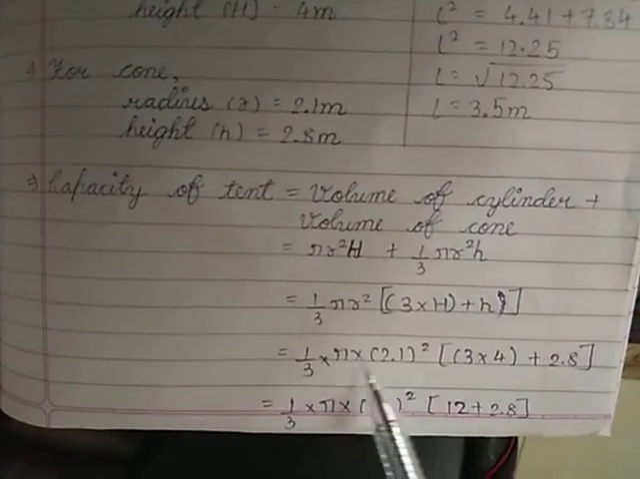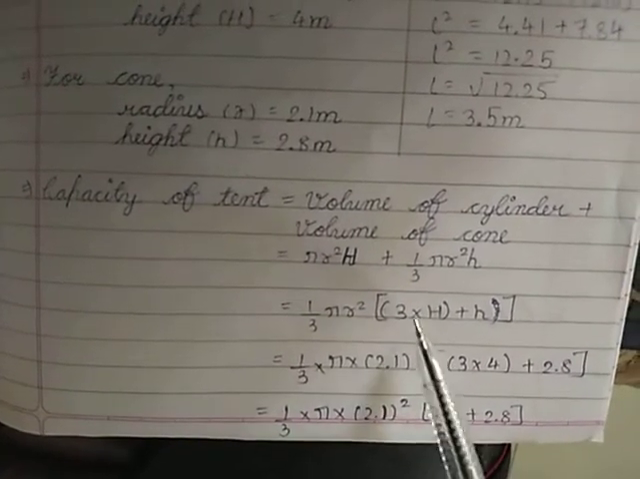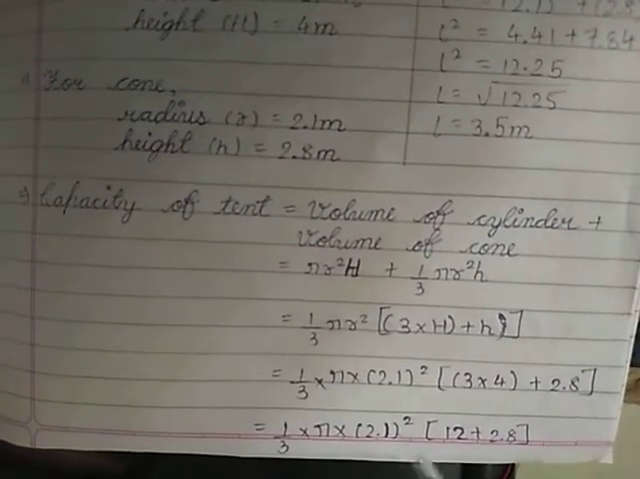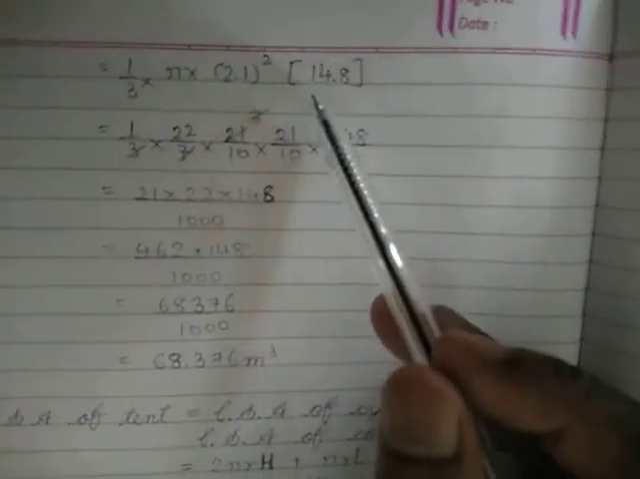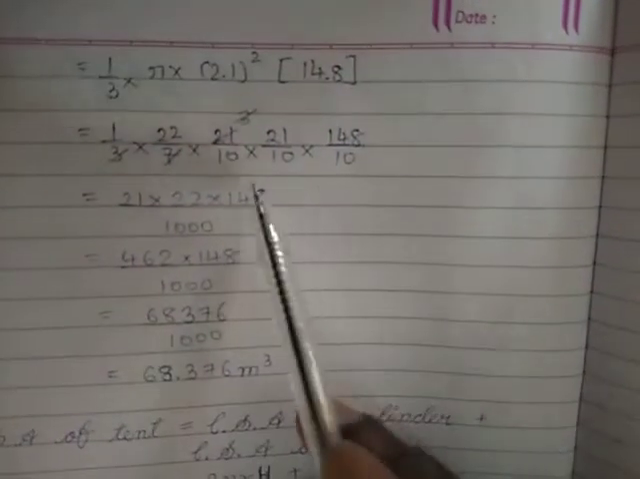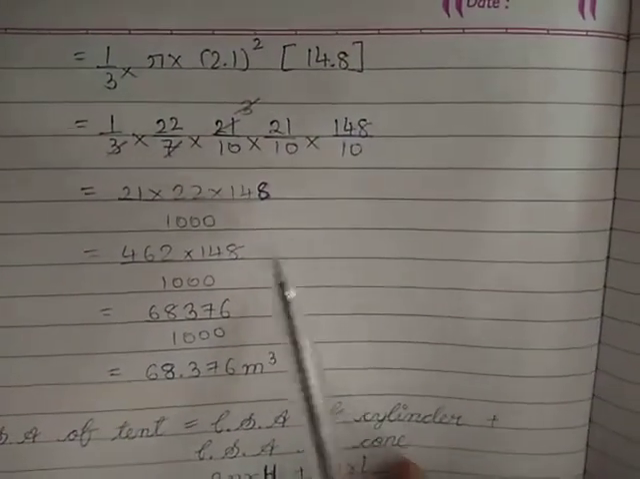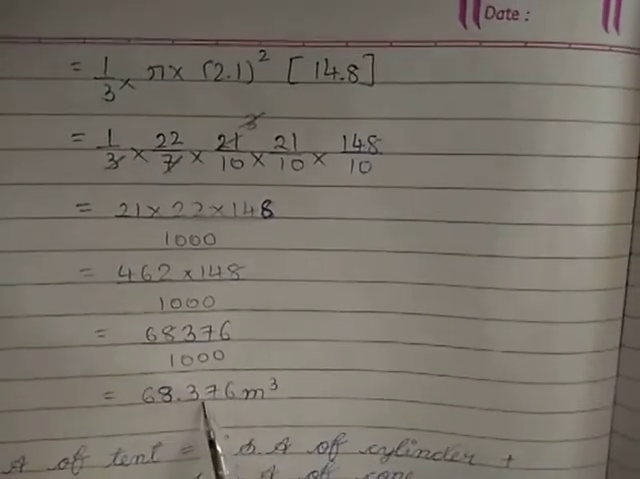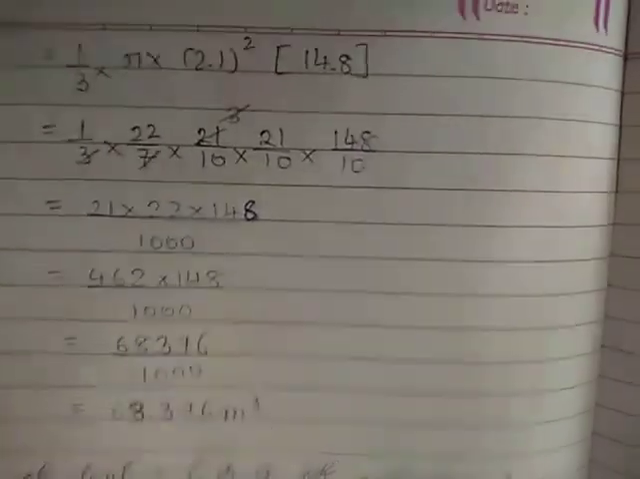So 1 by 3 pi 2.1 whole square, 3 into 4, 12 plus 2.8. If you add it and simplify, you will get the answer 68.376 meter cube.